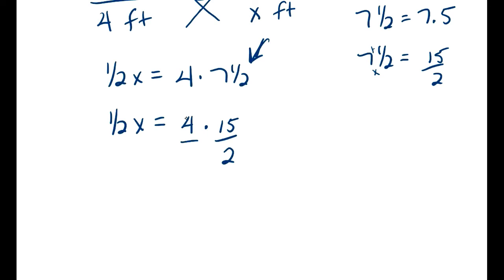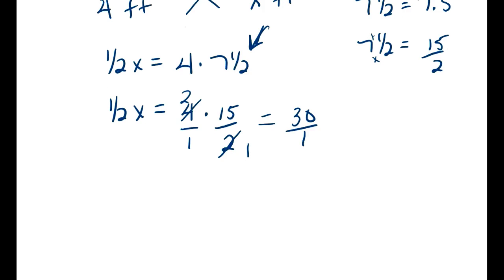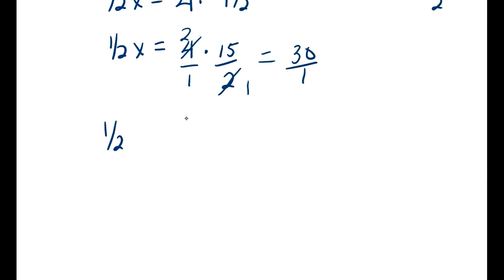And now I can multiply across here. So remember a couple of sections ago too, we talked about looking to cross reduce. I'm looking at my cross products here, and 2 can go into 2 once, and 2 can go into 4 twice. And now I can multiply straight across. 2 times 15, which is 30 over 1. All right. Now I can rewrite what I have. Of course, we hadn't done anything to the left-hand side yet. And then we multiplied 4 times 15 halves, which gave me 30, or 30 over 1.